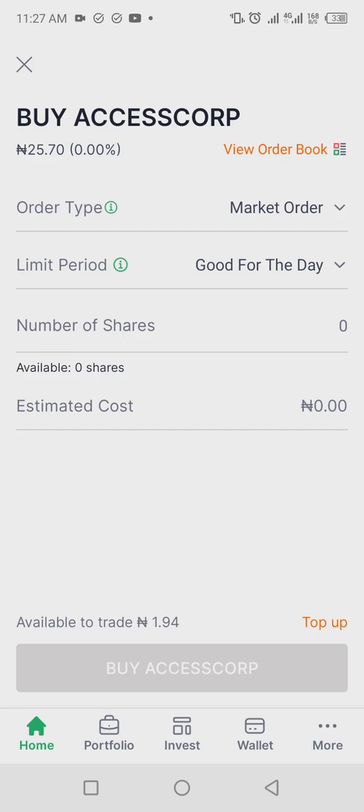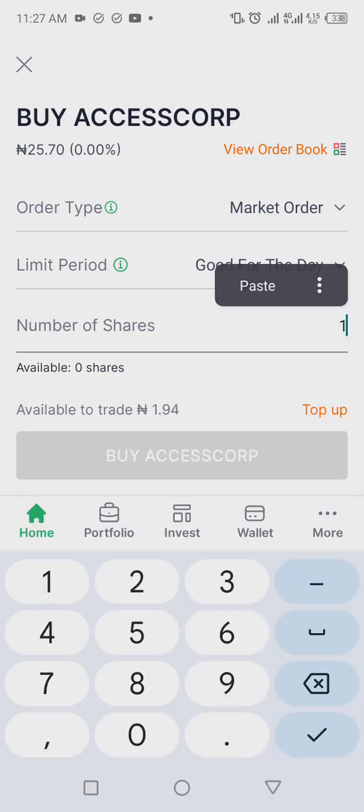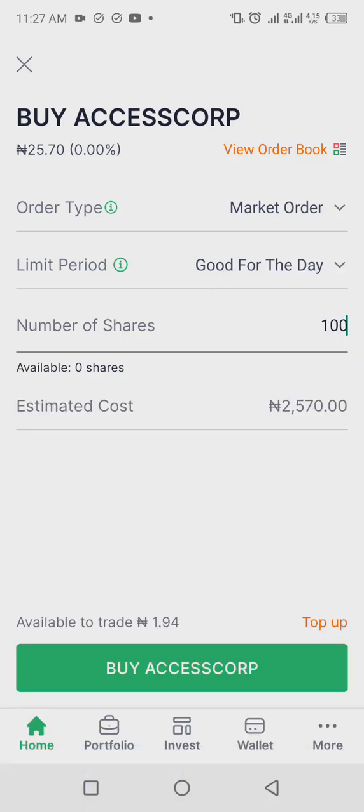Number of shares, all right? One share is how much now? 25 naira 70 kobo. And let's say I want to buy 100 shares. 100 Access Bank shares. What will happen is that they will tell me the estimated cost of 100 Access Bank shares, 2,517 naira. You see, very small amount.